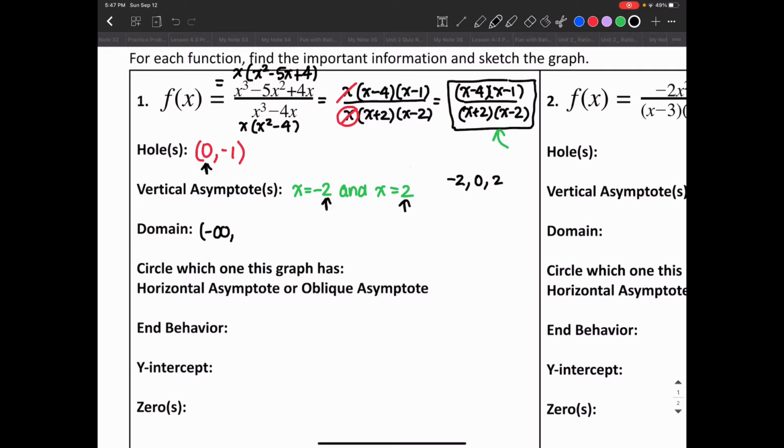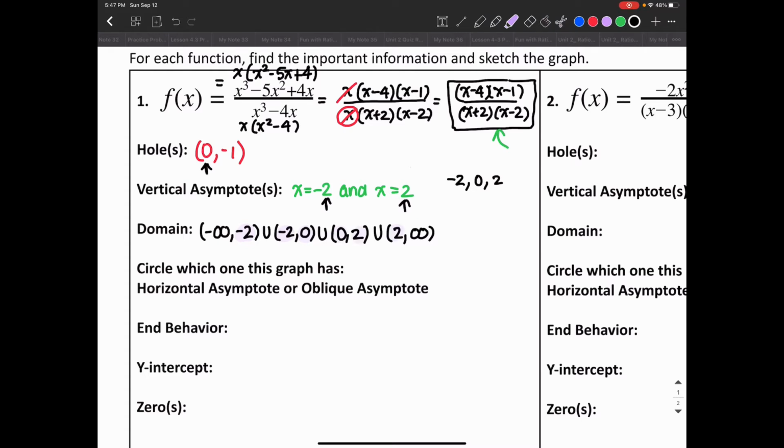So I'm going to have 3 breaks, which means I have negative infinity to negative 2. That's my first interval. Then I have to talk about negative 2 to 0. That's my second interval. Then I have to talk about 0 to 2. That's my third interval. And then my last interval is 2 to infinity. So I've included all of my breaks. I had a break at negative 2, I had a break at 0, I had a break at positive 2.